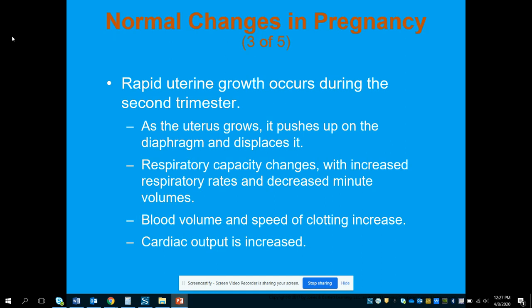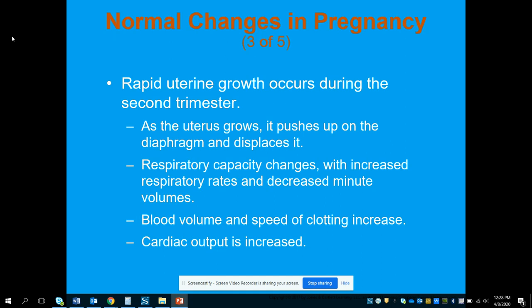Your blood volume and the speed of clotting increase. So the speed of clotting is really good. That's obviously there as a safeguard for delivery so that you don't lose too much blood during delivery. Same thing with the increased blood volume. As the blood volume begins to increase throughout the pregnancy, it is ultimately preparing to lose that blood during delivery.